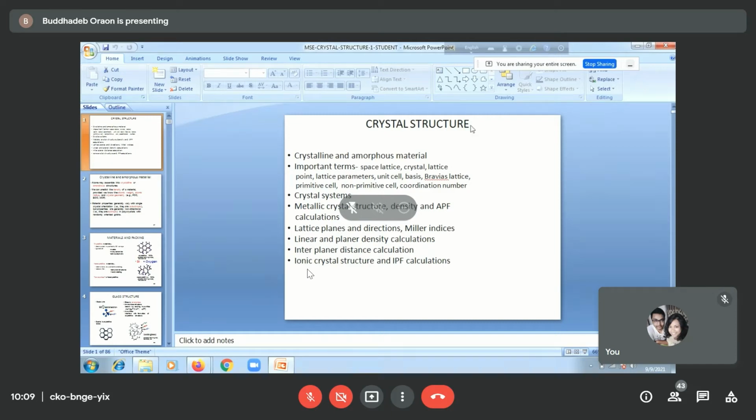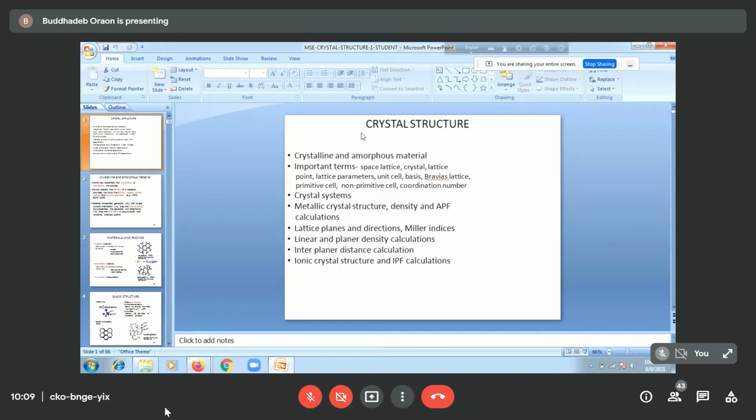Now, some of the points you have studied at your class 12 level. So we'll just glance through those points or topics that you have studied. And some of the topics may be new to you. So there we'll be discussing in a bit more detail.